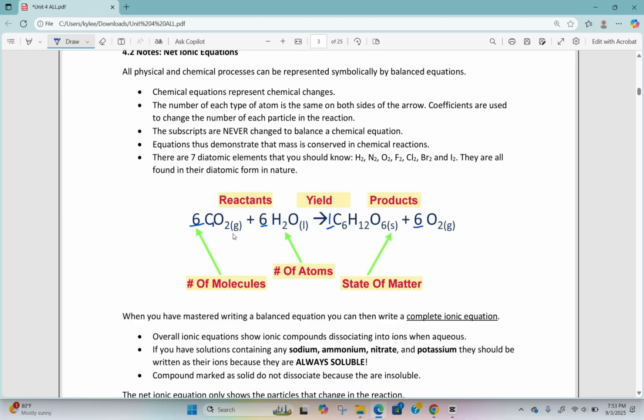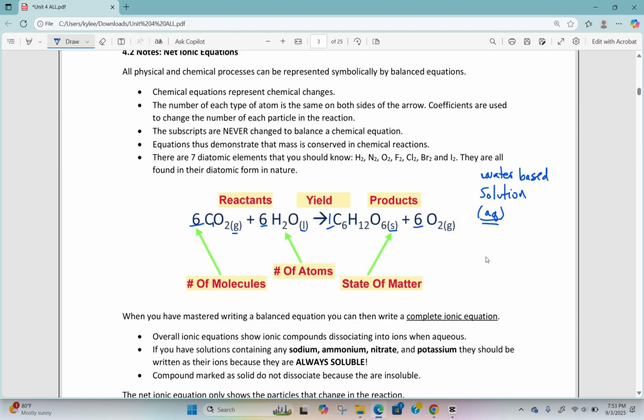We also have states of matter listed. So gas is G, L is liquid, S is solid, and we have one that's not on here, but we're going to become very familiar with it today, and that is aqueous. That means it is a solution, and the solution is a water-based solution, hence aqueous, aqua, water.